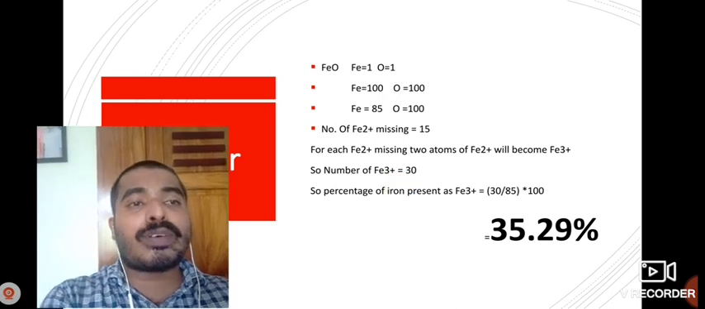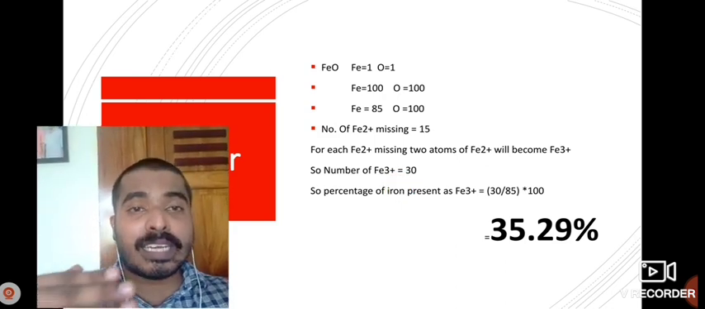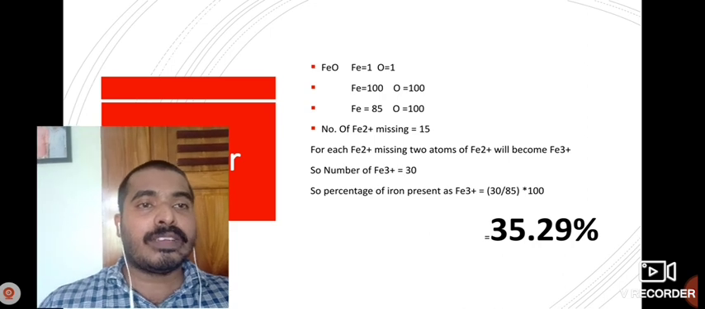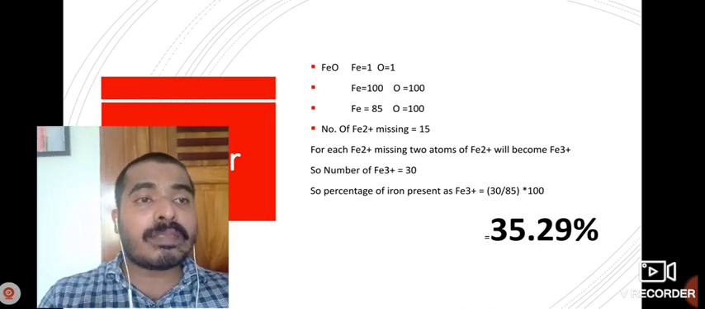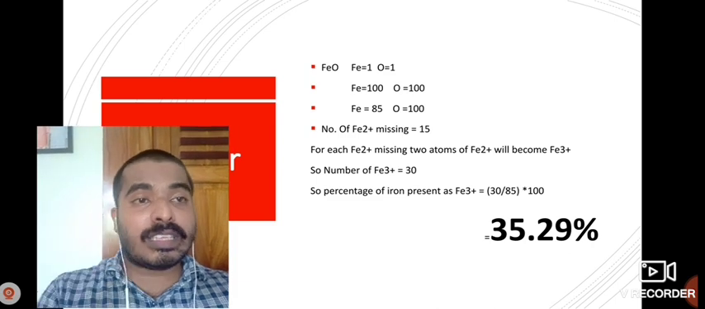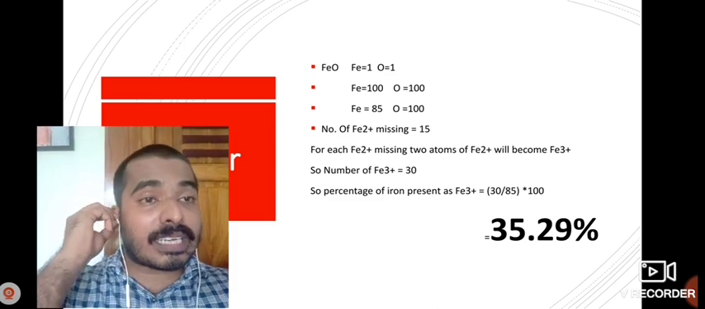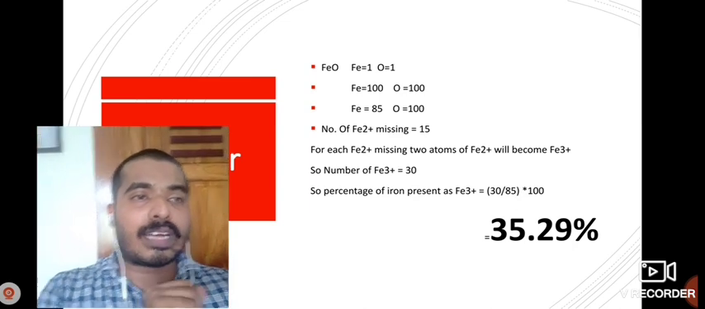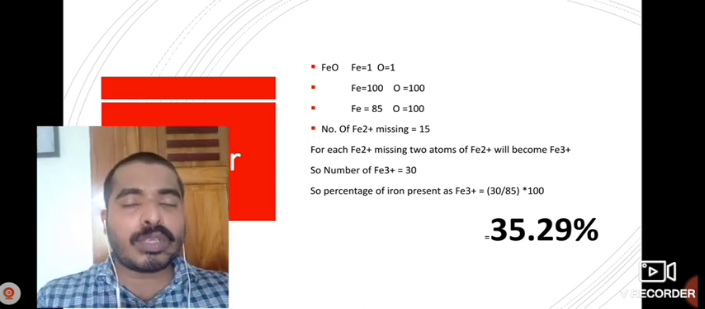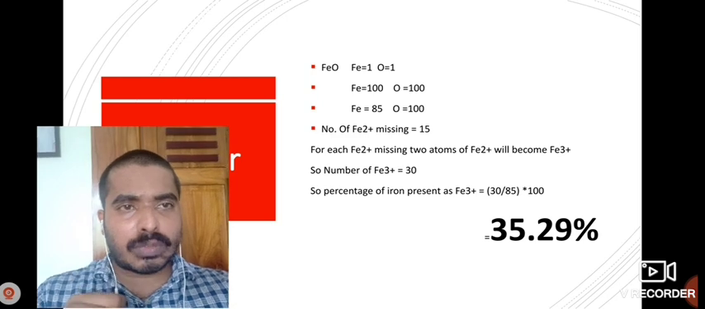So the percentage of iron present as Fe3+ is 30 divided by 85. In total there were 85 iron atoms. Out of those 85 iron atoms, 30 are existing as Fe3+. So the percentage of iron present as Fe3+ is 30 divided by 85 into 100. The answer will be 35.29. I hope there is no confusion in this question.